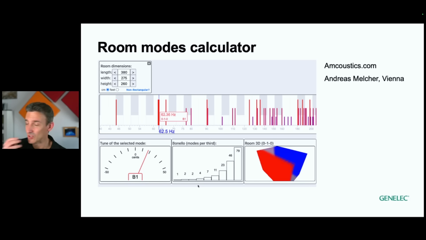But there are really nice tools to calculate these modal influences just by typing in a room mode calculator, and usually you end up very soon at MROC from Acoustics. This is Andreas Melcher from Vienna. For years, he's been doing really fantastic tools, and it's really nice to visualize things. For example, this one is also cool. You might see I have selected the 62 hertz here. This was exactly where the cancellation happened.